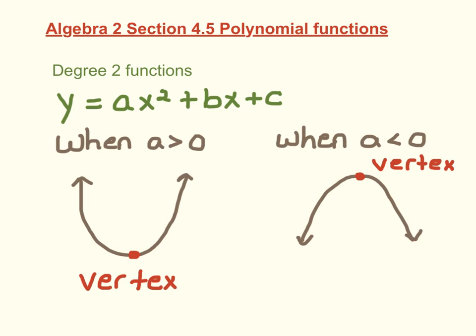With a quadratic function, a cannot be equal to 0. We state that in the definition. A is not equal to 0 because if it were equal to 0, then we would simply have 0x squared, which is 0, and it sort of dissolves down to simply bx plus c, which is a linear function. It's no longer a degree 2 function.